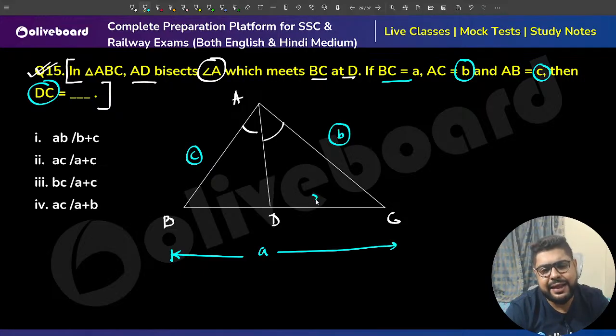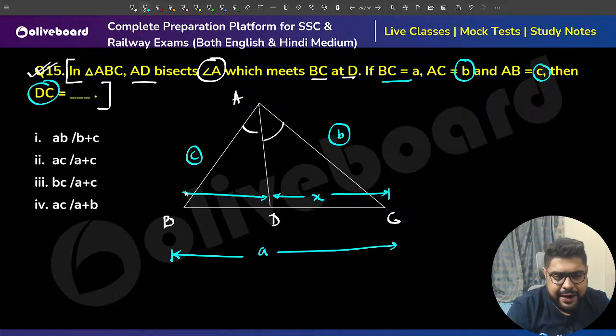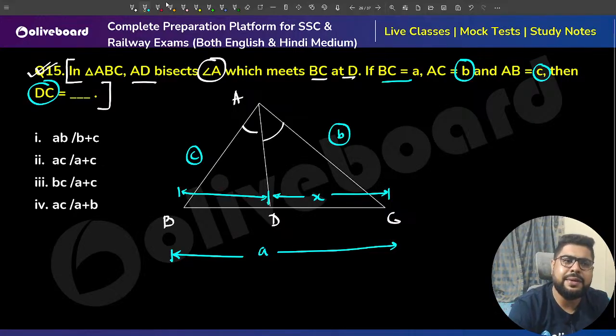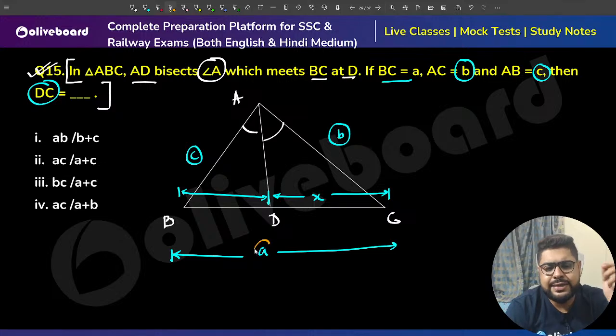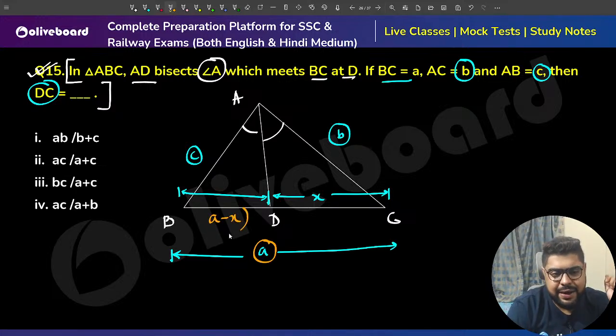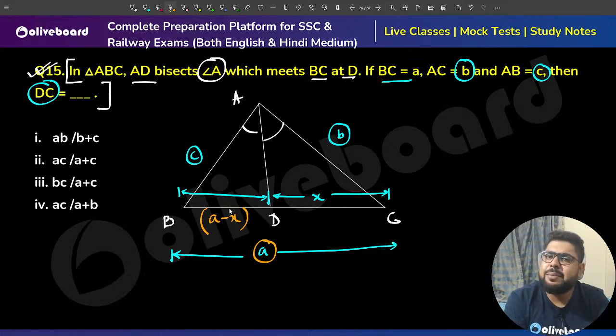Whatever they are asking, take that as X, because the rest will follow. Sir, can anyone tell me what will be the value of BD? What will be the length of BD? You will say total is A, so it has to be A minus X.